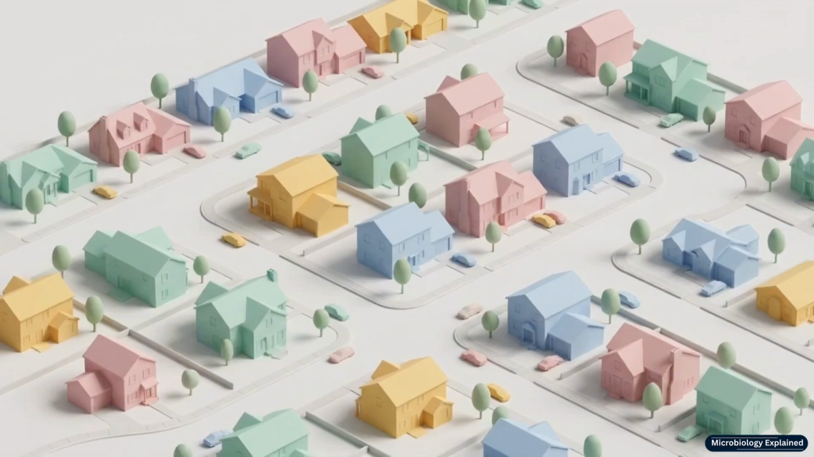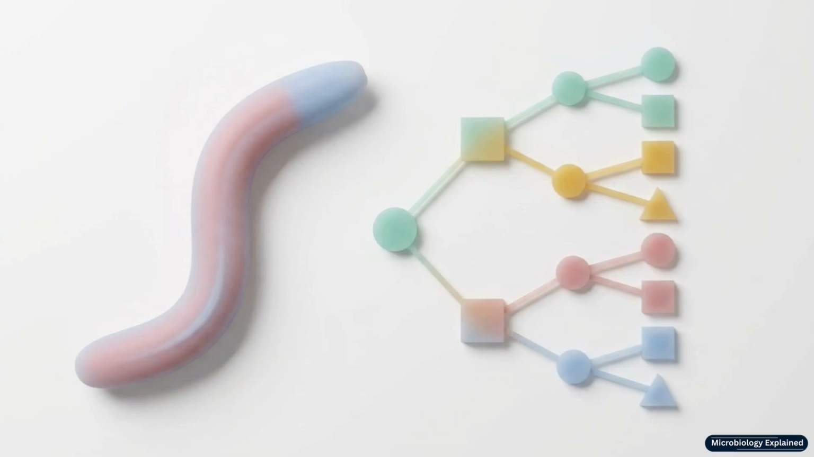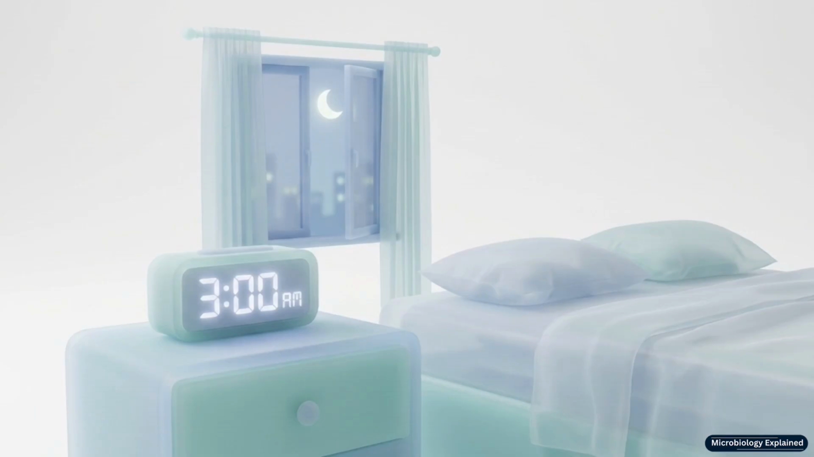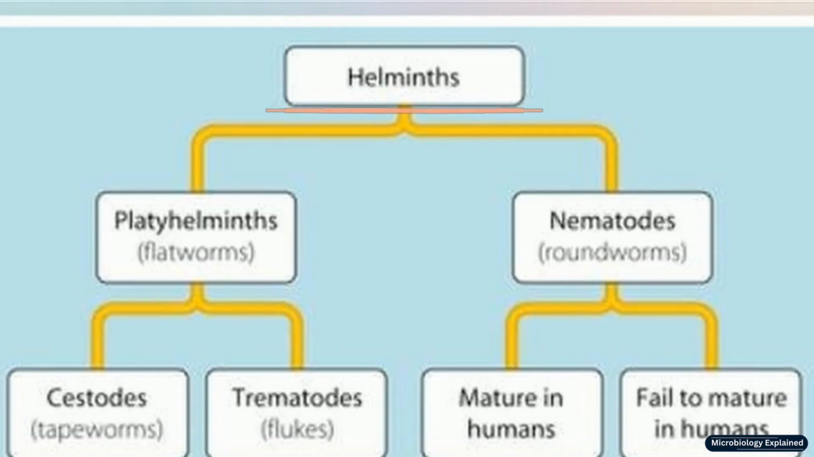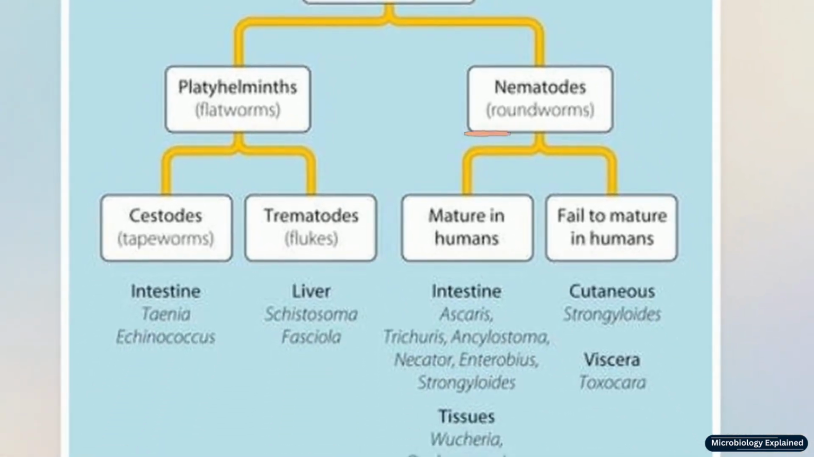Understanding how the disease spreads at a population level requires breaking down the parasite's exact taxonomy, analyzing its highly adapted nocturnal life cycle, and recognizing the unique morphology of its ovum. Helminths is the broad classification for parasitic worms. To isolate Enterobius vermicularis, we divide this group based on structural characteristics.